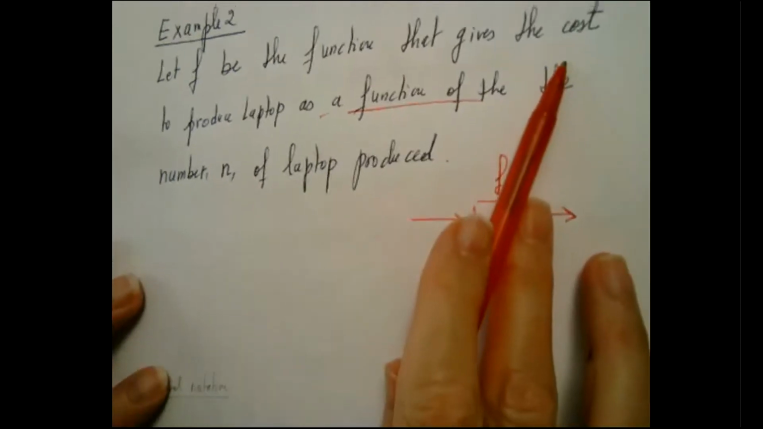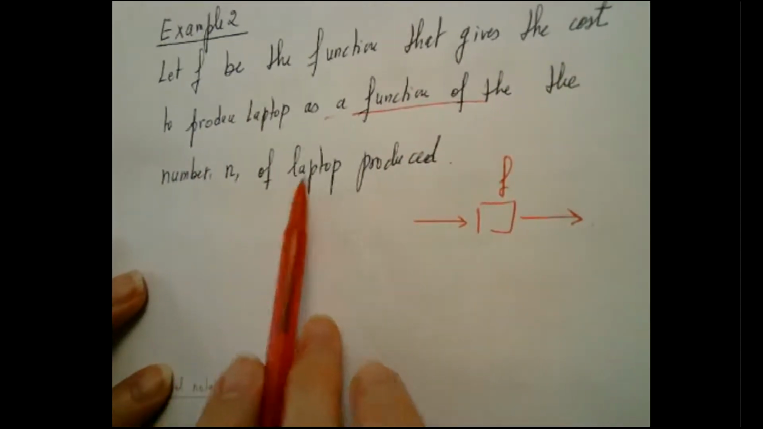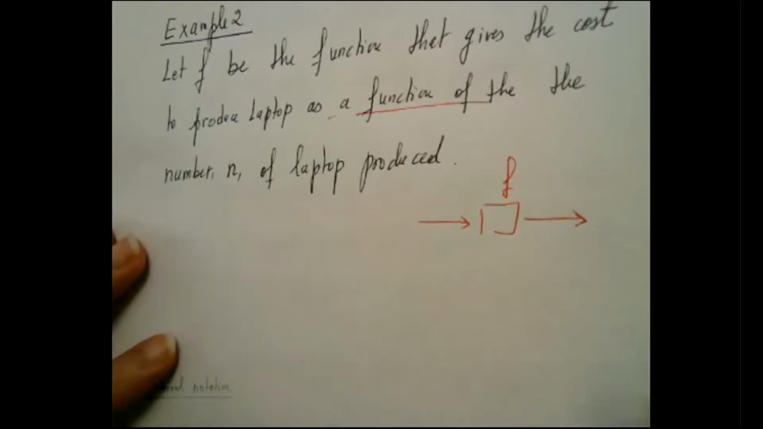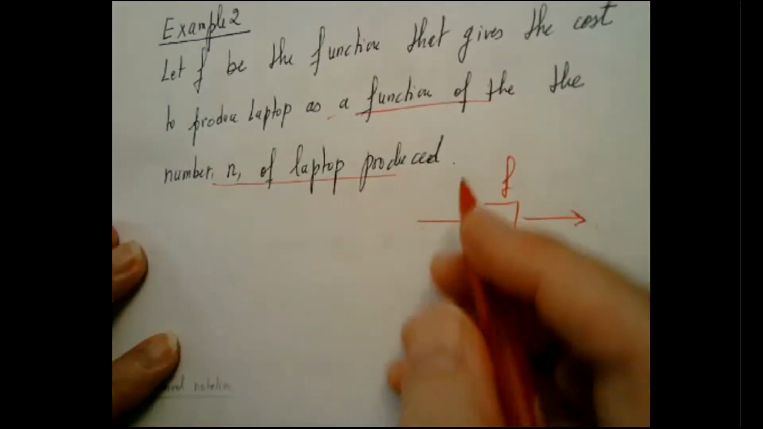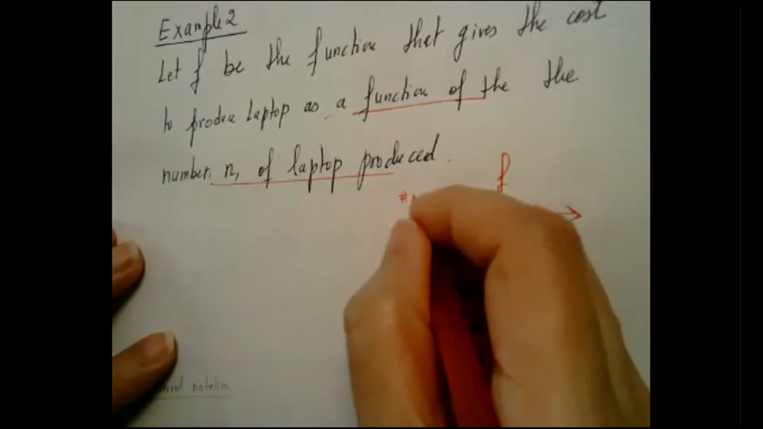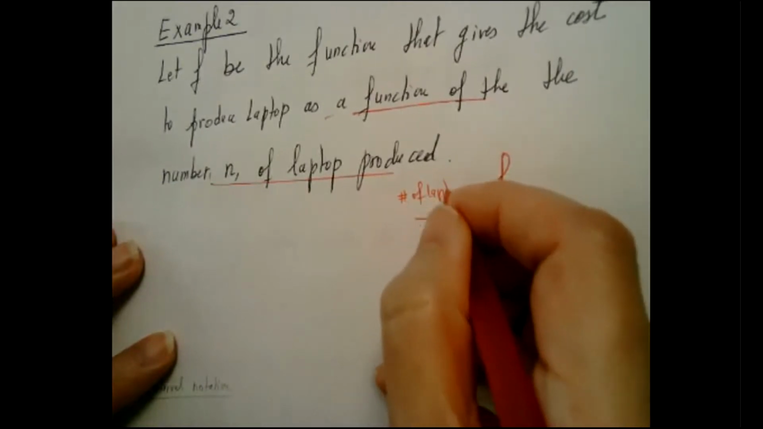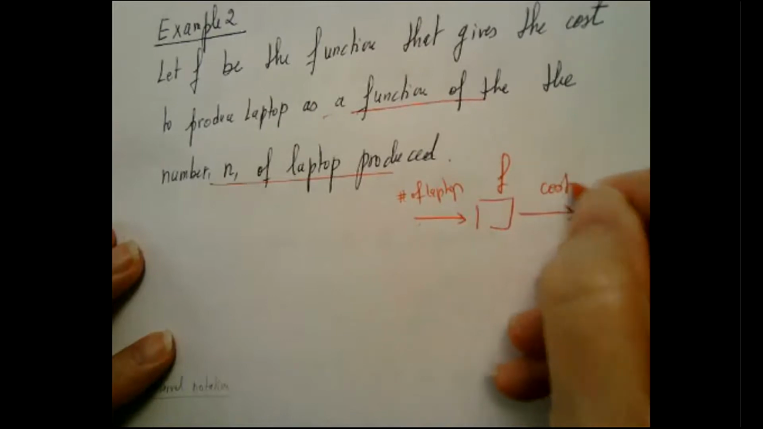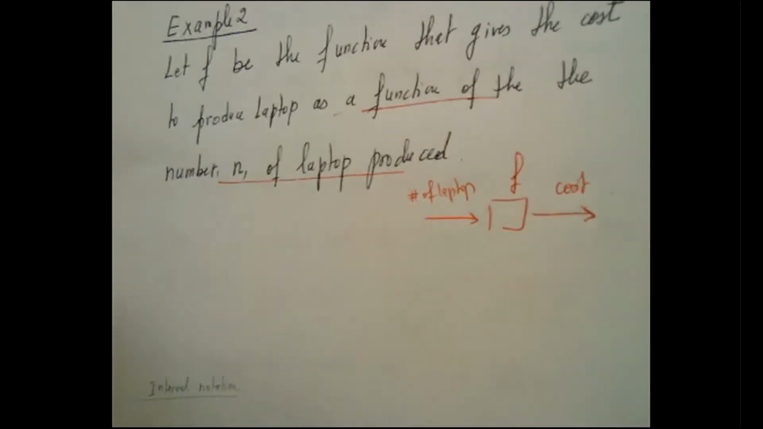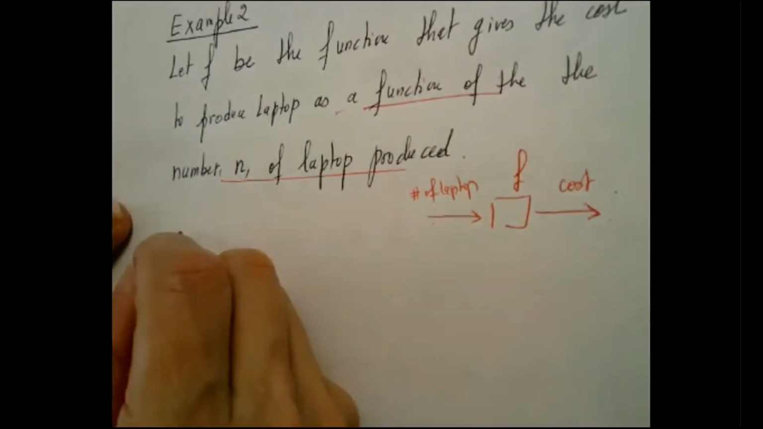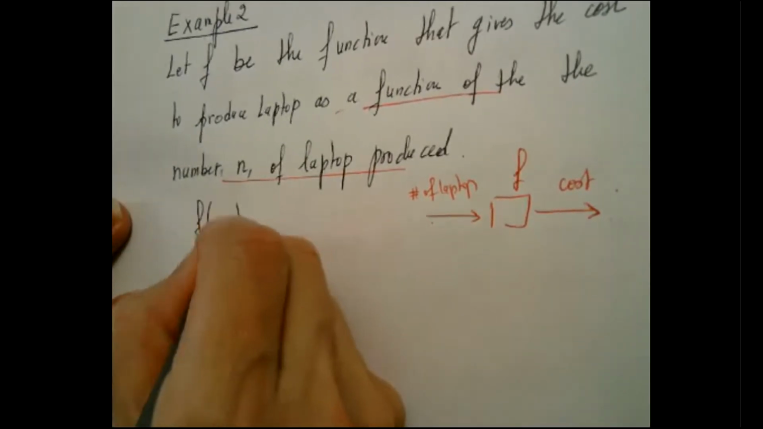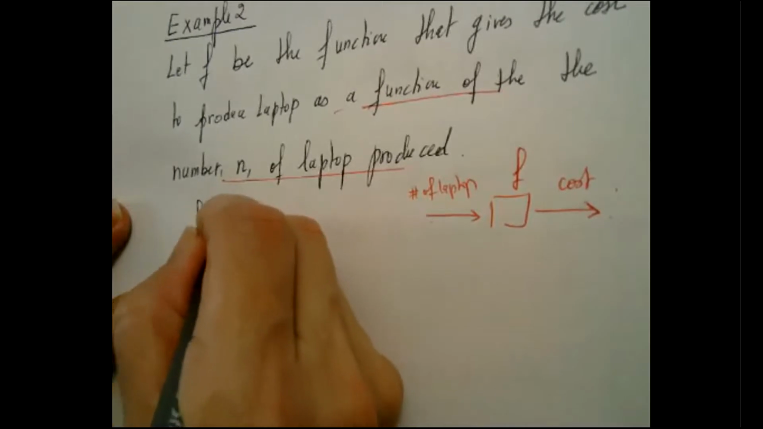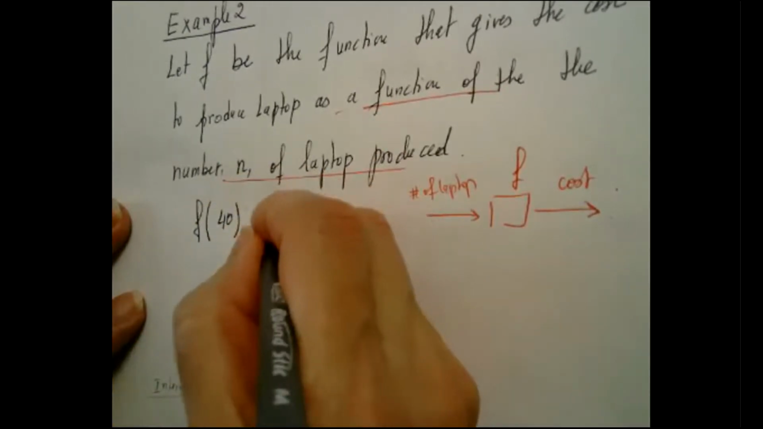So the cost is a function of how many laptops are produced. So the cost is the output. Absolutely, the input is the number of laptops. So my function assigns to the number of laptops produced the cost. That's how you will see a function a lot of the time. So let us say I ask you to interpret the following sentence. I'm just going to make up numbers. F of 40 equals 10,000.